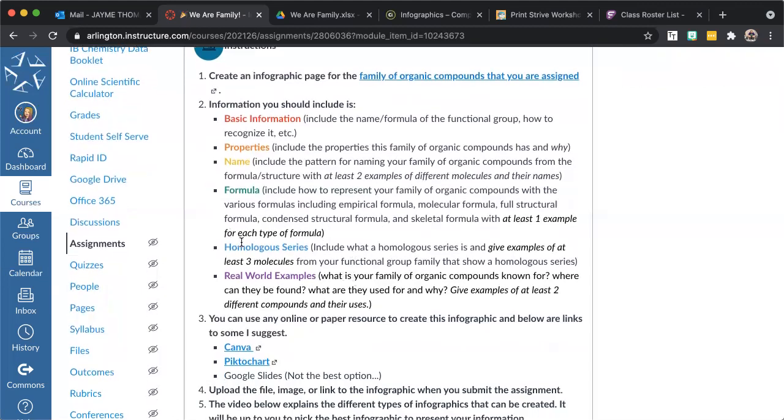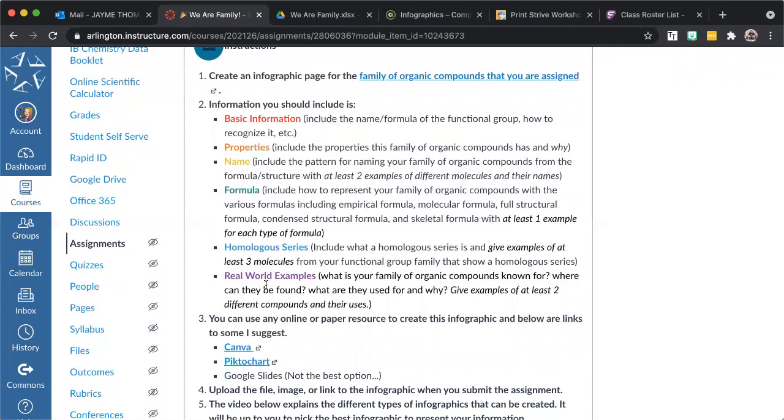Okay. You want to relate the term homologous series to your family. In our notes, we talked about what a homologous series was, the basic definition. So you want to talk about what it is, but also give examples, at least 3 molecules from your functional group family that show a homologous series. You're going to tell me what a homologous series is, but use your family or class of organic compounds to illustrate what a homologous series would look like, okay, with the formulas and the names.